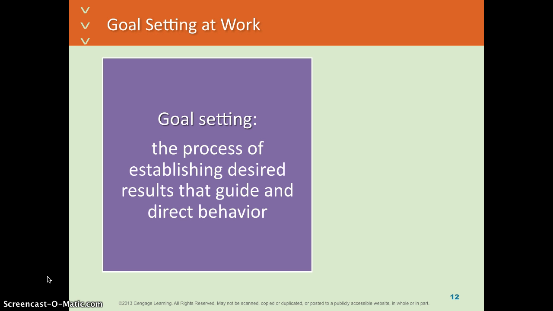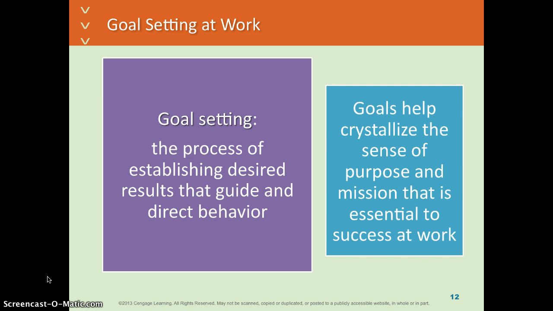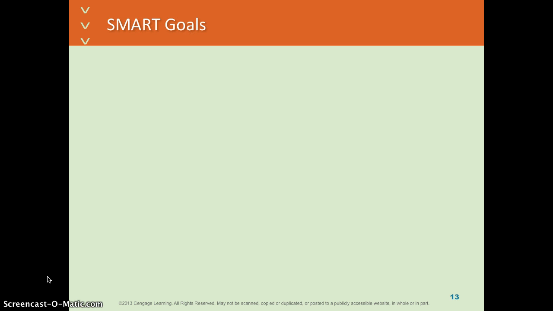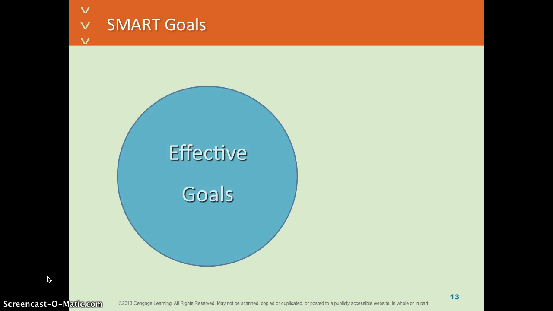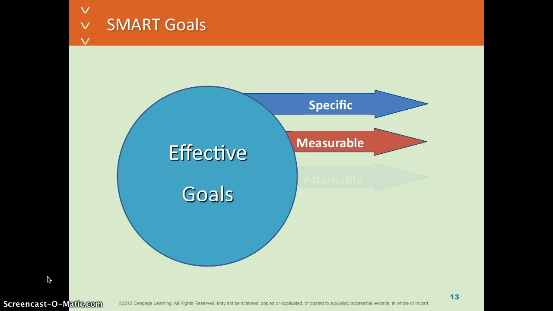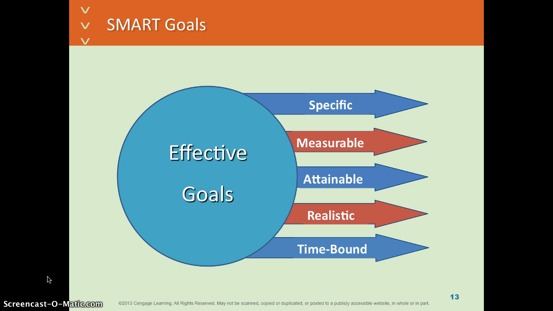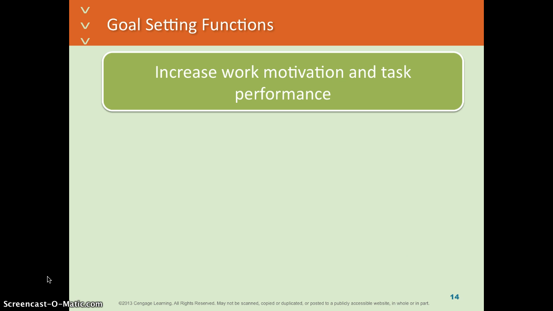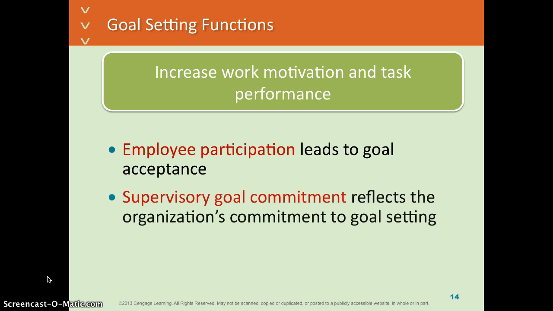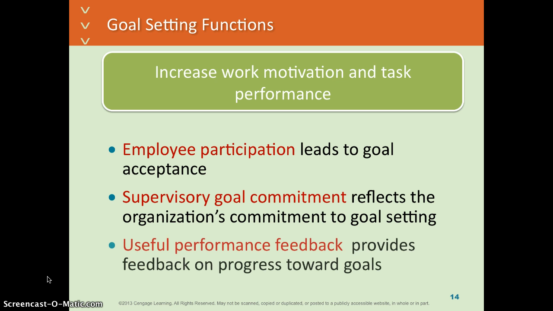Goal setting at work. The process of establishing desired results that guide and direct behavior. This is an excellent thought. To have effective goals, they need to be specific, measurable, attainable, realistic, and time-bound. In other words, SMART. When you're setting the goals to increase the motivation and performance, include the employees in developing those goals, have supervisors committed, and have useful feedback.